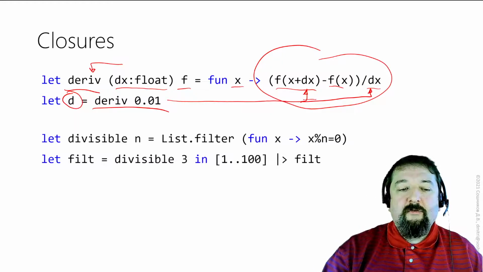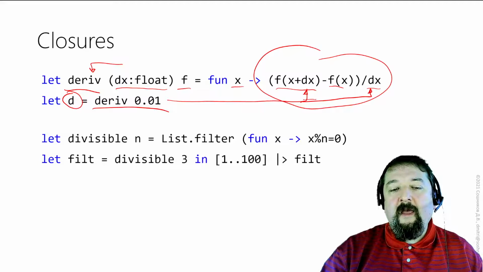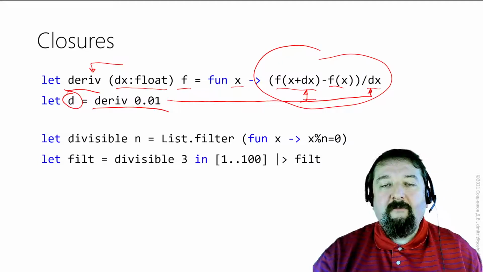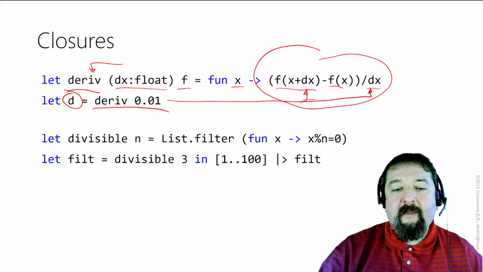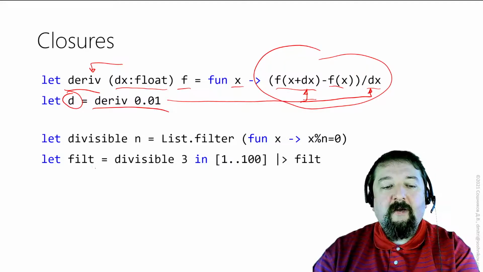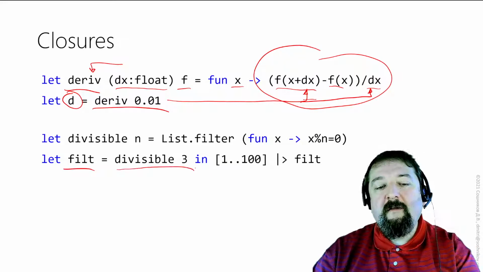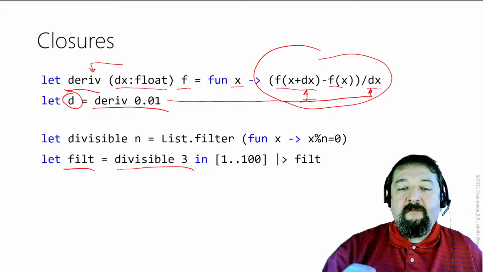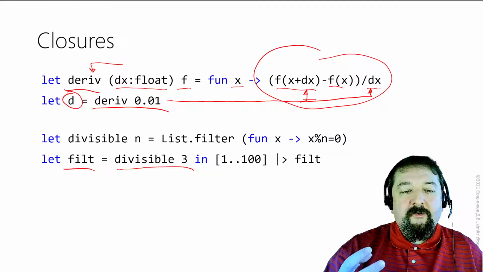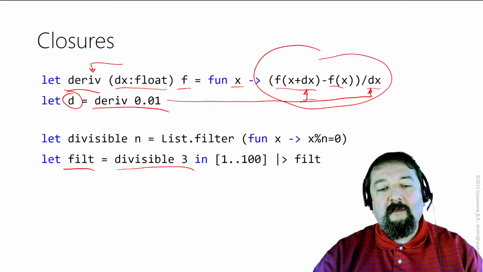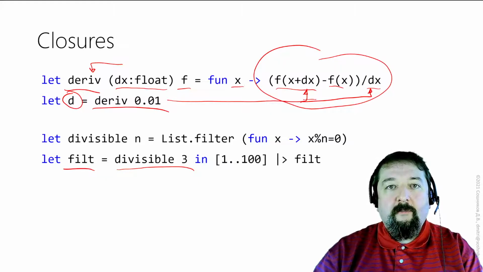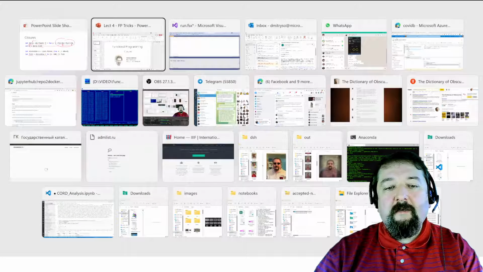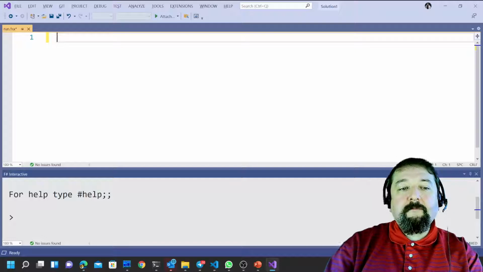For example, if you want to define the function divisible by n, which will filter a list of values and leave only those values which are divisible by n. And then, for example, we define a function filter, which is divisible by 3. This 3, again, needs to be captured and stored in the context when calling the function filter. So let's talk about that in a little bit more detail.